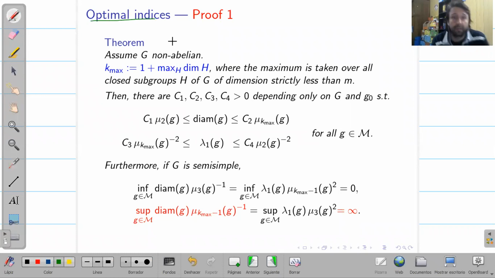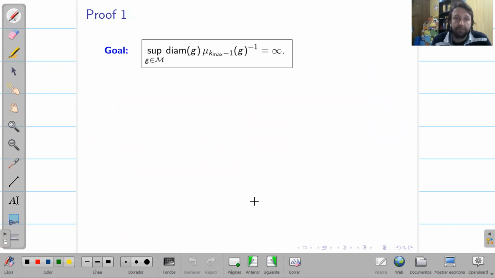this theorem. Just to give you a shot, we will prove first this part, that this is infinity. That we cannot go down one step further the index of this upper bound. This is the goal. And remember, this Kmax, this index, is the maximum. This maximum is over the closed subgroup of G with dimension strictly less than the dimension of G, which is N, right?